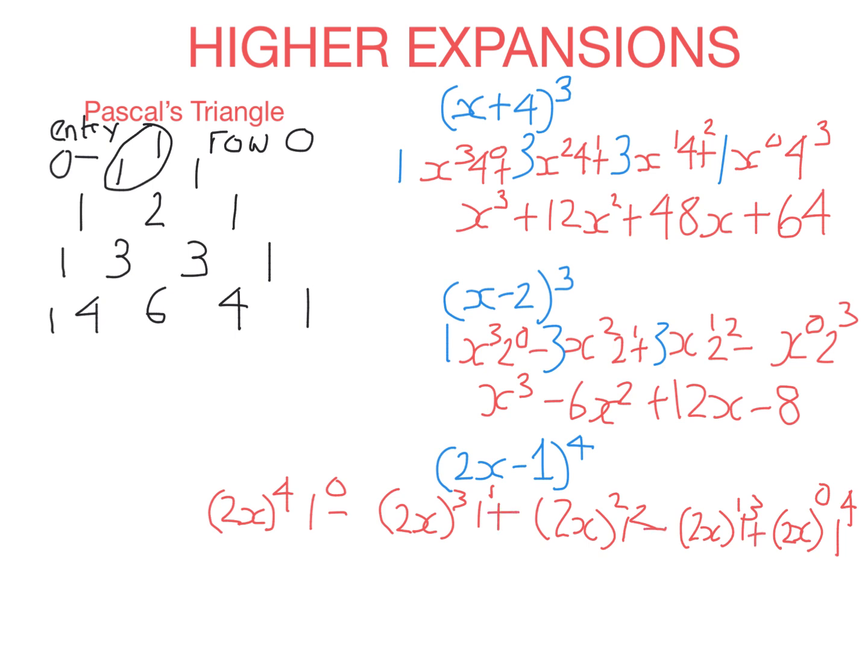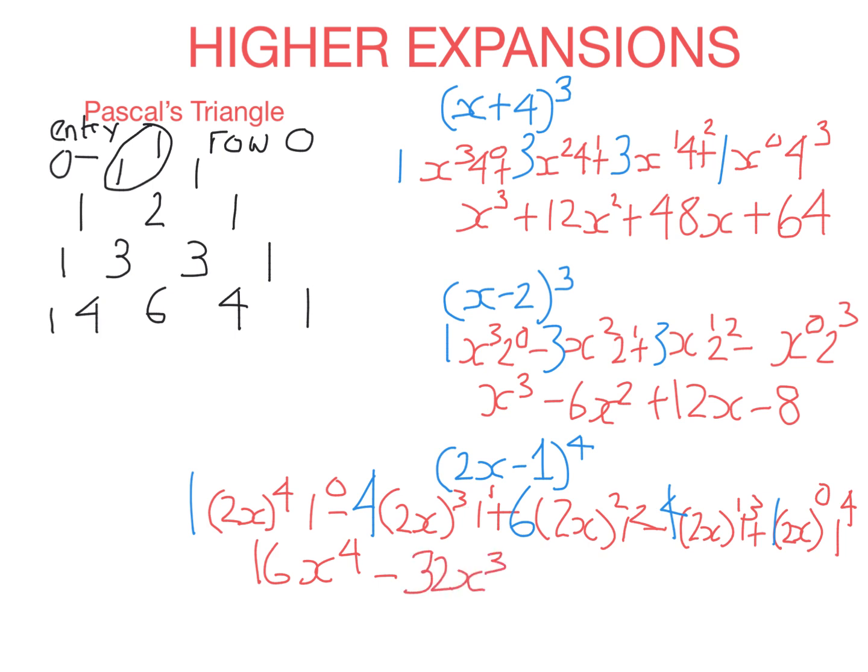Now I need to use Pascal's triangle to input the coefficients. Because it's power of 4, I go to row 4 of Pascal's triangle. So the coefficients are 1, 4, 6, 4, 1. So just simplifying this, 2 to the power of 4 is 16. So the first one is 16x to the power of 4. Then minus, now we've got 4 times 2 cubed. So 4 times 8 gives 32 x cubed.